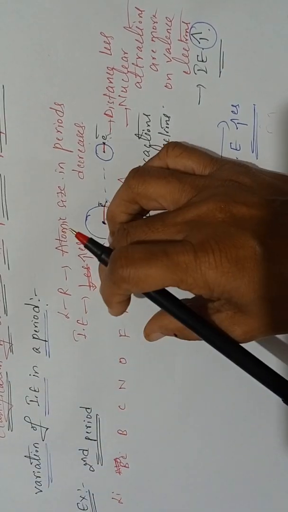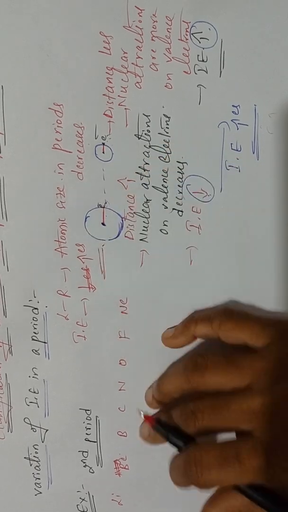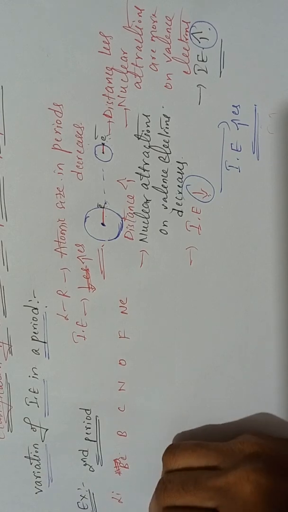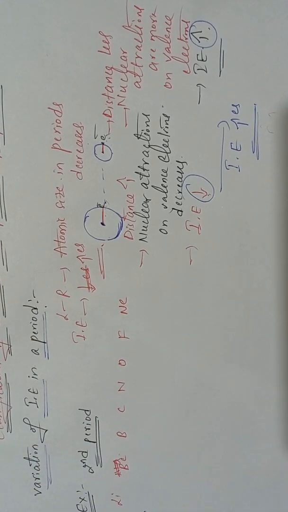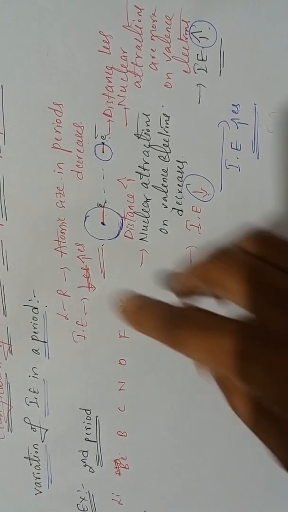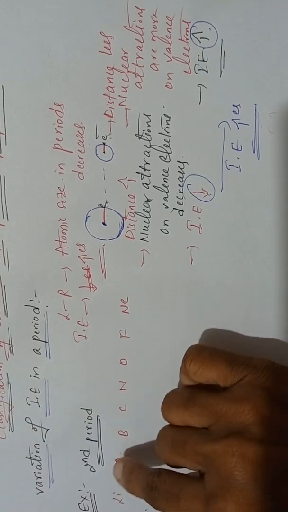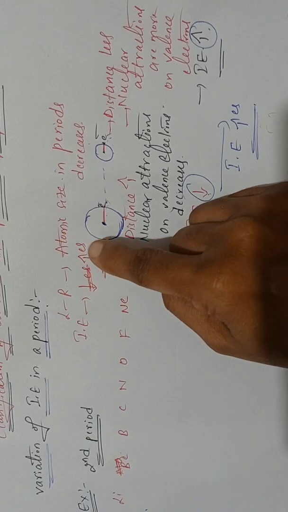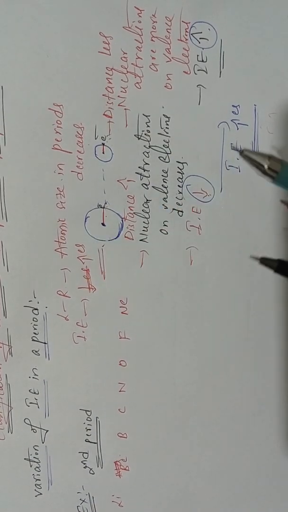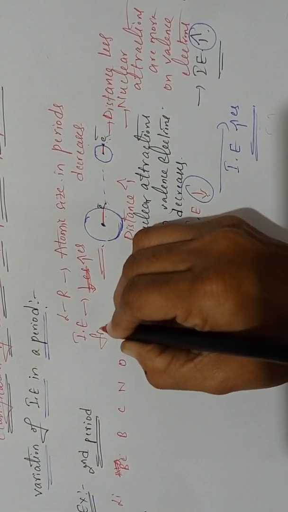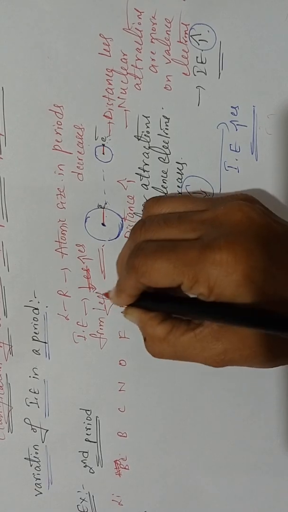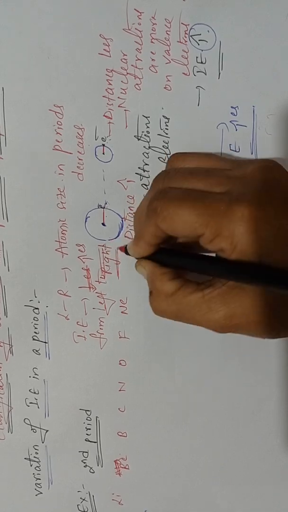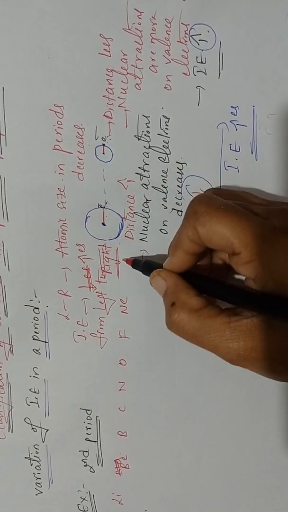If I take second period elements, what about ionization energy values, students? Here, in the periods, as I told you, ionization energy increases from left to right. Correct? Increases from left to right in periods. Understanding? So left to right, ionization energy increases.